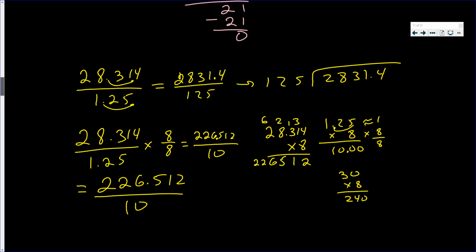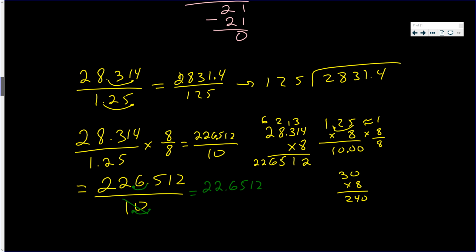I can easily be dividing by 10 by moving the decimals 1 place over. And dividing by 1, I don't have to do. So the answer is 22.6512.